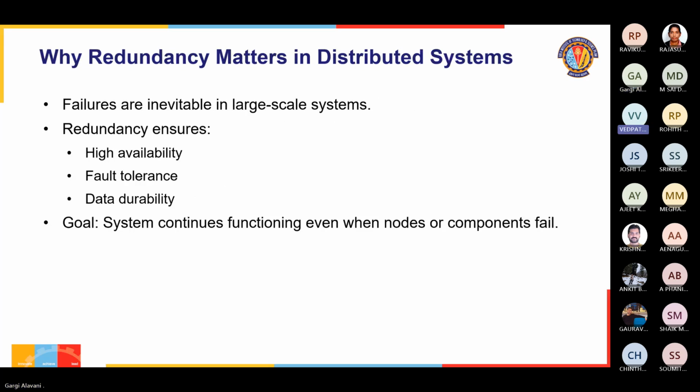So in any large distributed system, failures are not an exception. They will happen, and they are the norm. So machines crash, disks fail, networks go down. We cannot prevent all the failures, but we must design the systems to tolerate these failures. So that's why redundancy comes in. By storing multiple copies of data or having backup nodes ready to take over, we can ensure that the system stays available, services remain reliable, and data is not lost even if something fails.